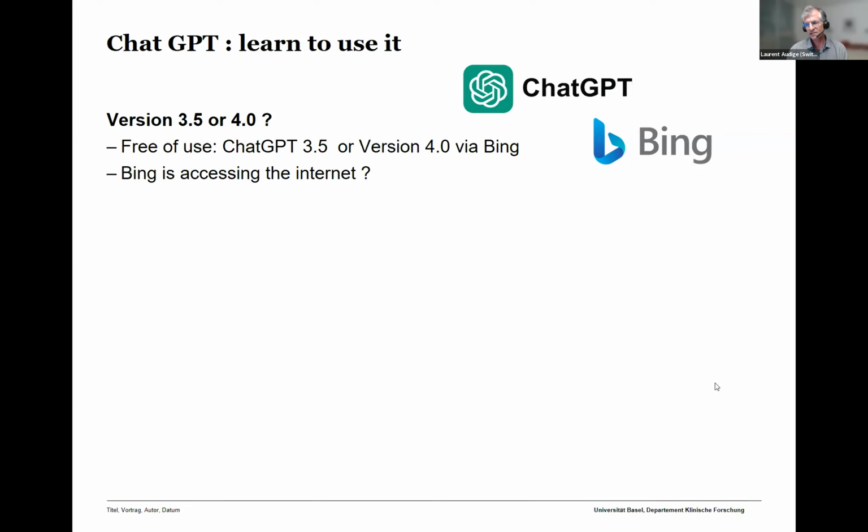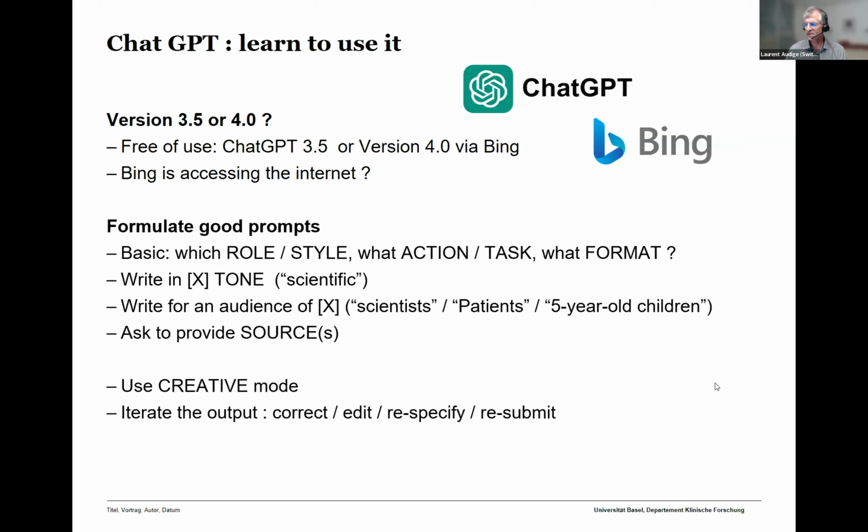In particular, Bing is said to access the internet, so it should be more up to date with the information it's going to provide us. Now, you have to formulate good prompts, based on which role, action. You have to give it an action, a task to perform, suggest the format, and say in which tone it has to be presented.